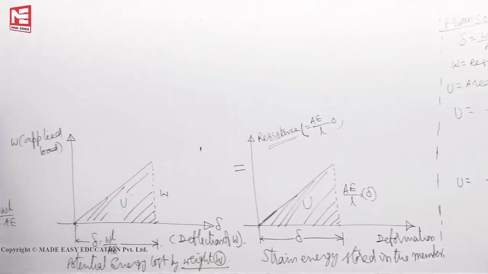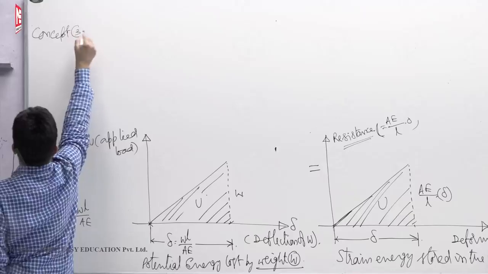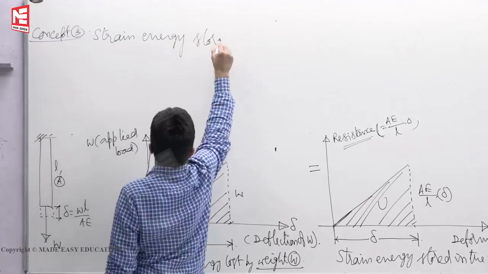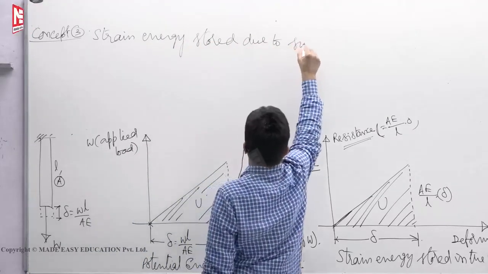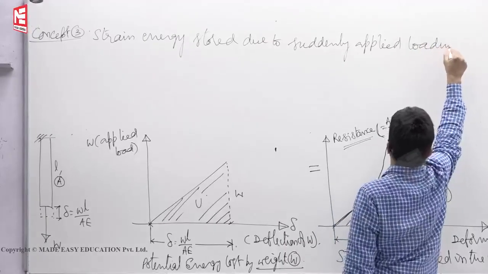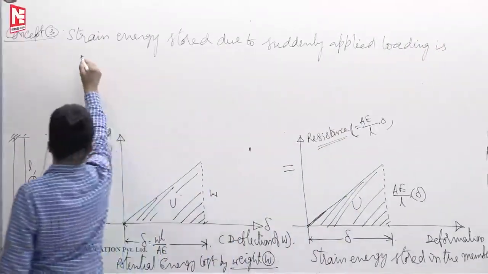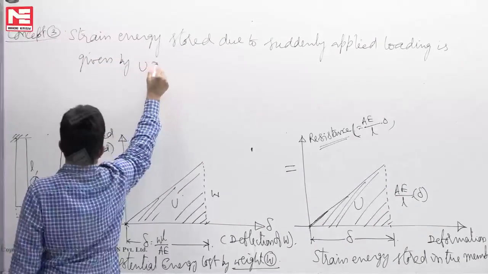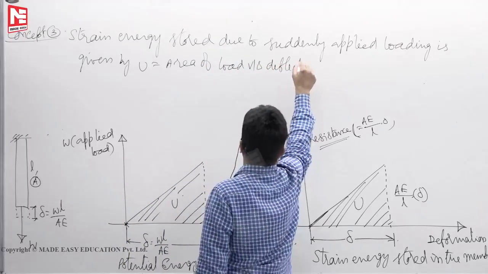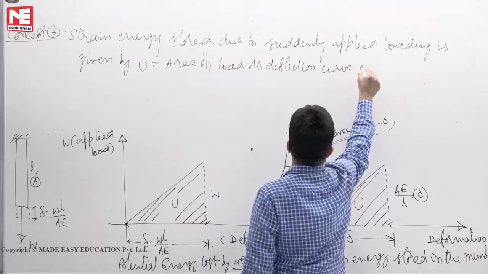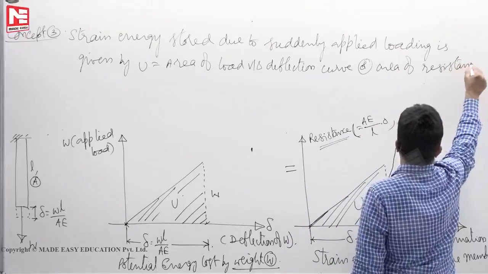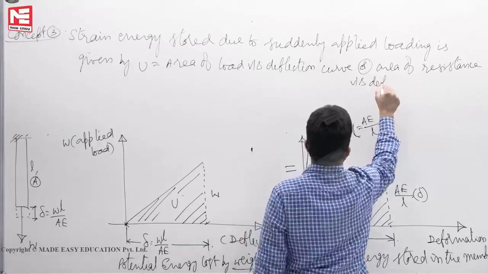Third point is strain energy stored due to suddenly applied loading is given by, again, U is equal to area of load versus deflection curve, or area of resistance versus deformation curve.